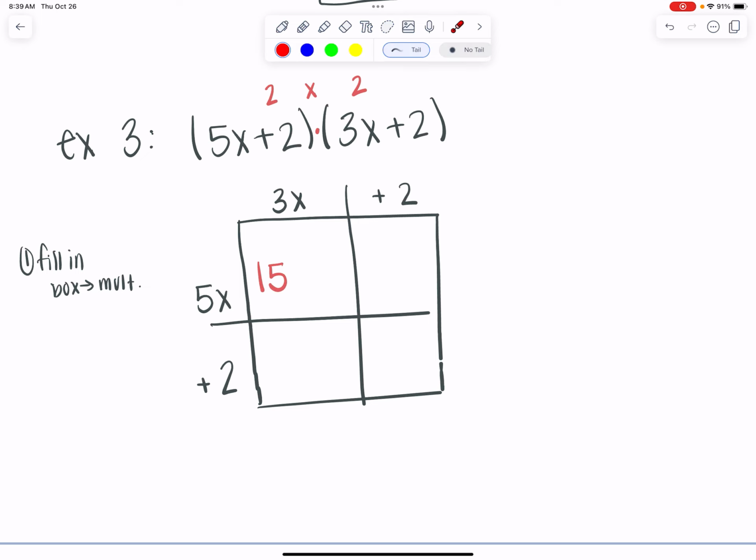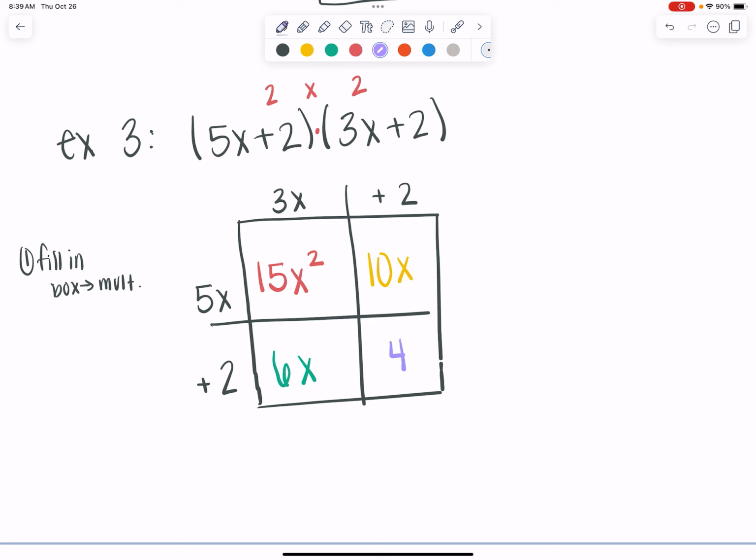And then x times x, well, that's x to the 1, x to the 1. So 1 plus 1 gives me x squared. Okay, I'm going to go over: 2 times 5x. Well, 2 times 5 gives me 10, and then x. Next one, 3x times 2. Well, 3 times 2 gives me 6x. And then the last one, 2 times 2 is going to give me 4.